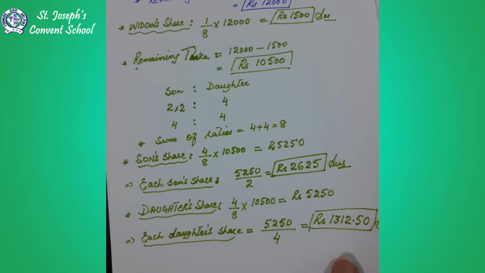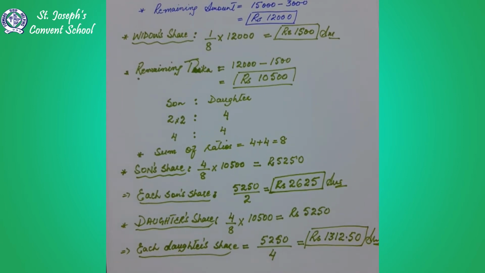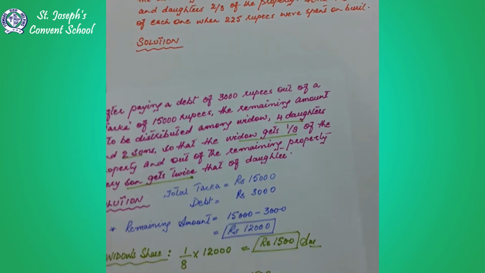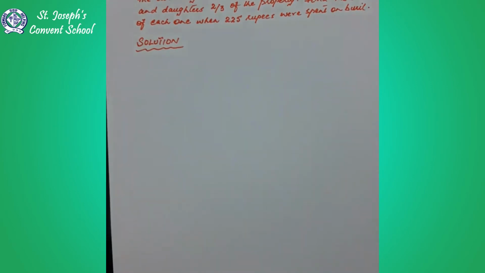In both questions it was mentioned that the remaining amount will go to the son and daughter. Now suppose in the question it is not mentioned that the remaining will go to the son and daughter, how to do that type of question? So the second type of question is when it is not mentioned that the remaining will go to the son and daughter.